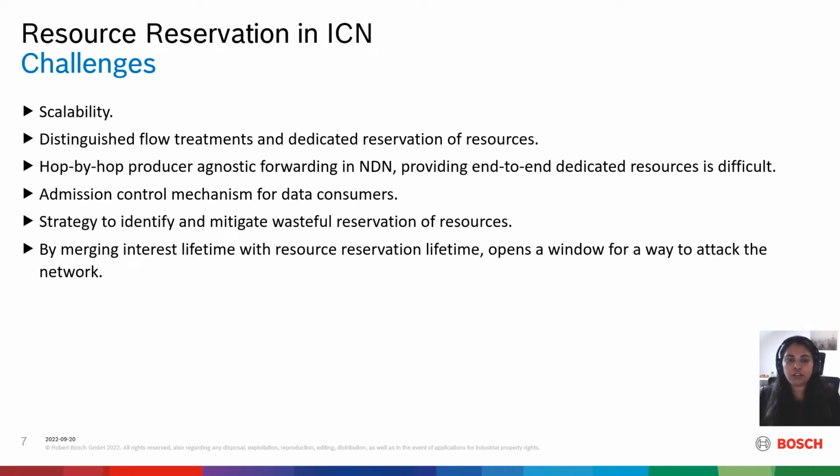However, there are some challenges in adopting RSVP for ICN. It may not scale efficiently with state stored per topic, per interest, per consumer at the on-path forwarders. Expressive flow classification and specification leads to distinguished flow treatments, which challenges the quick processing of fine-grained yet varied control messages. Providing end-to-end dedicated resources is difficult with hop-by-hop producer-agnostic forwarding. Reservation of resources is targeted for the data instead of consumers. Most solutions today do not address admission control mechanisms for consumers. There is also a need for a strategy to identify and mitigate wasteful reservation of resources by spurious consumers.